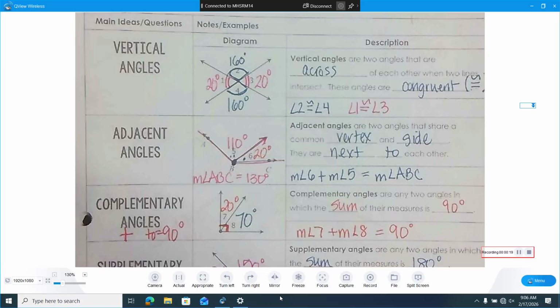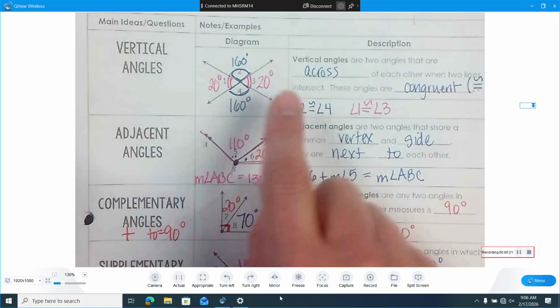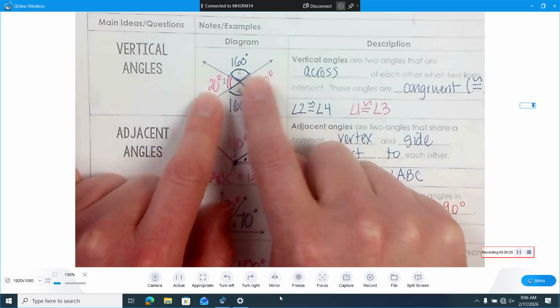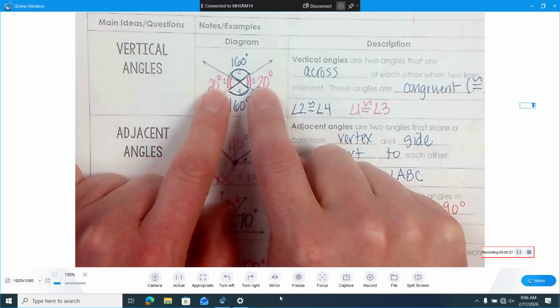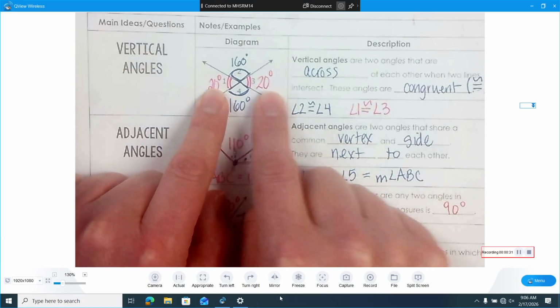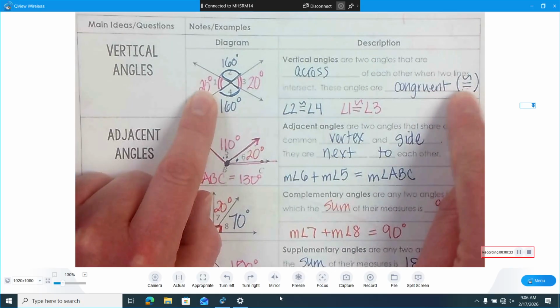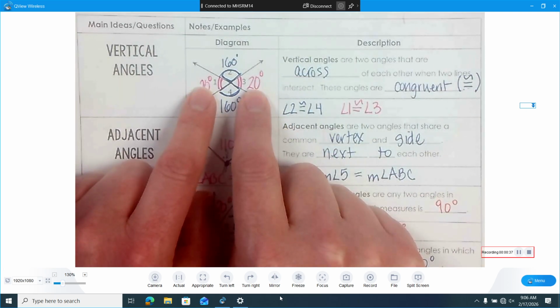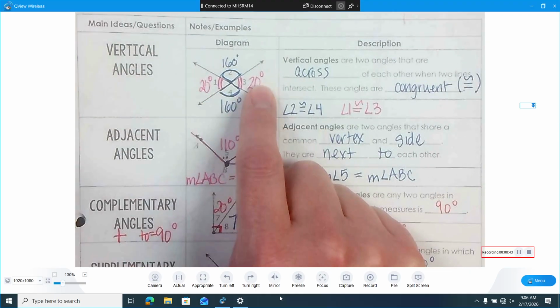So last week, we learned about vertical angles. And we said that vertical angles come from those intersecting little lines, and they're opposite across from one another. They're always congruent. And so we had this new symbol, congruent. And congruent really just means they're equal to each other. So when you have angles like these vertical angles, they are going to be the same. They're going to be equal to each other.